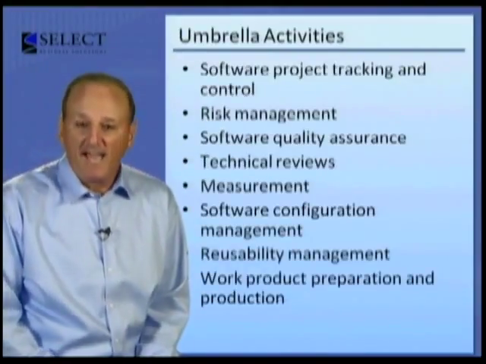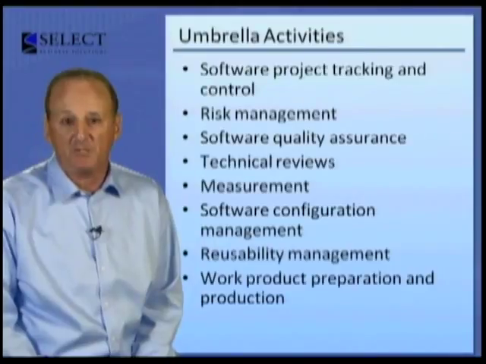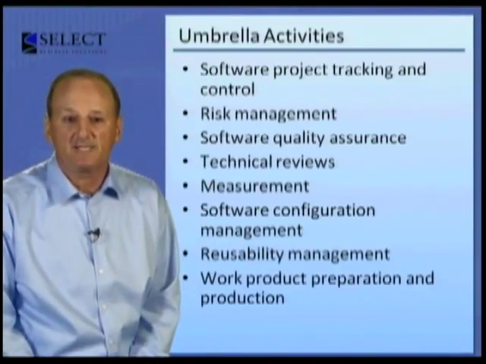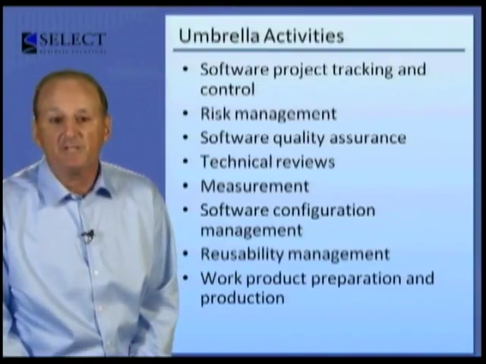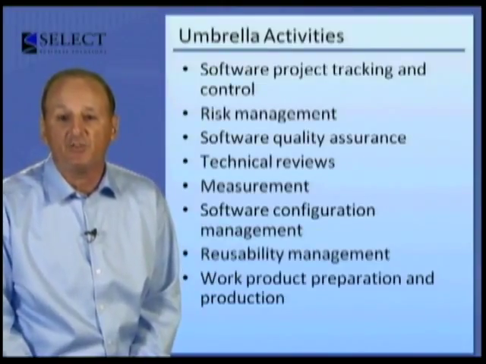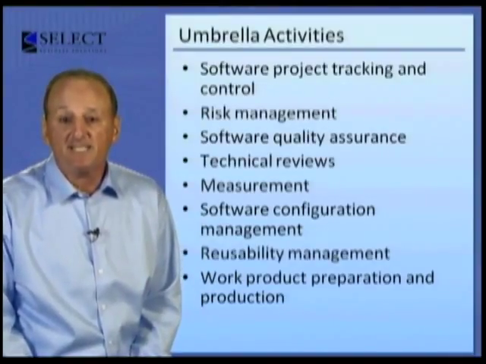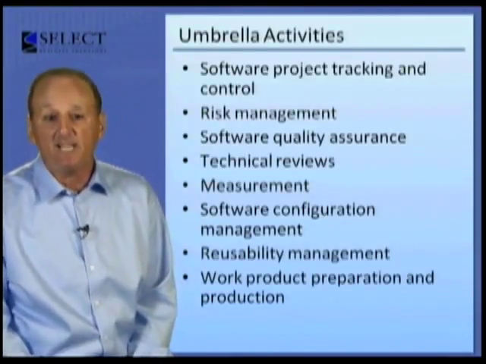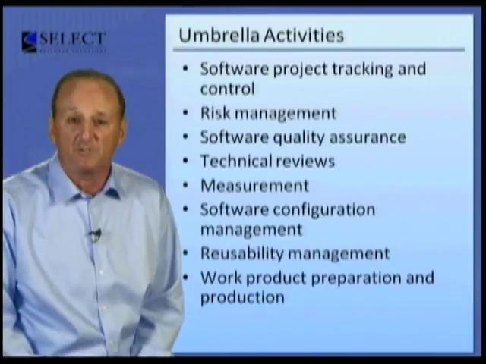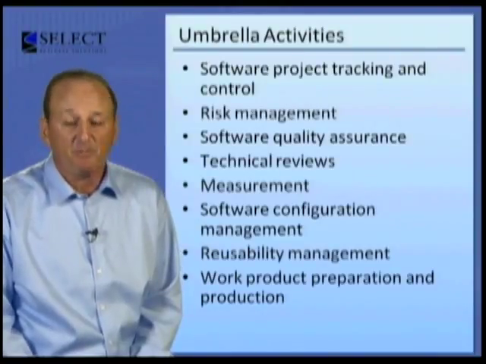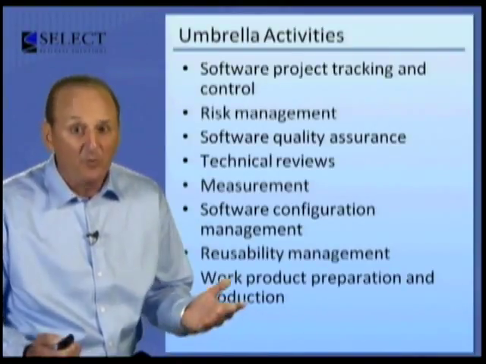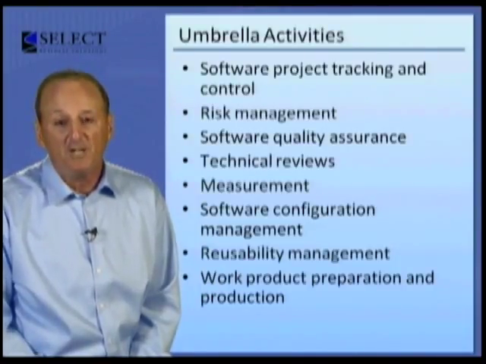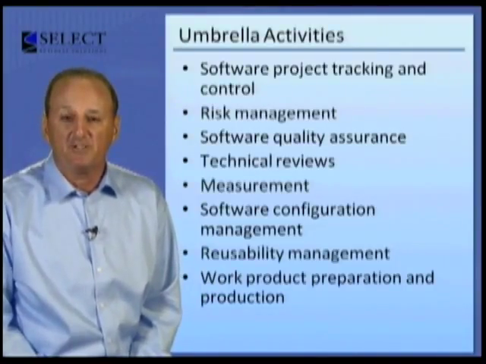The umbrella activities that I mentioned a few moments ago cover the entire software process. We begin, of course, with software project tracking and control. This assesses progress against the project plan and takes necessary action to maintain schedules. Managers and customers always ask, where are we? Software project tracking and control tries to answer that question.